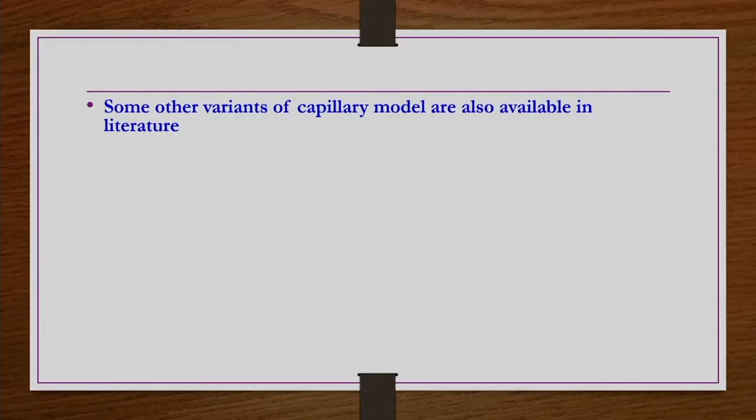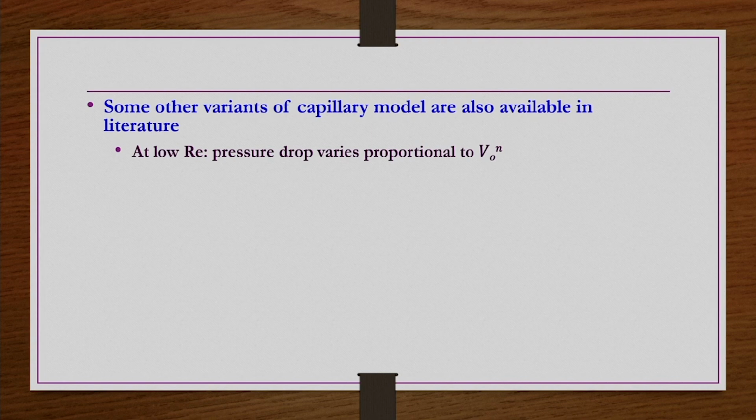Okay. So, some other variants of capillary models are also available in the literature. At low Reynolds number, pressure drop varies proportional to V naught power n. So, from the momentum equation itself we can understand.